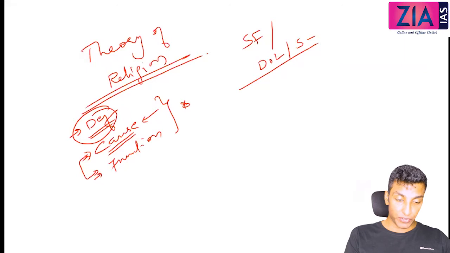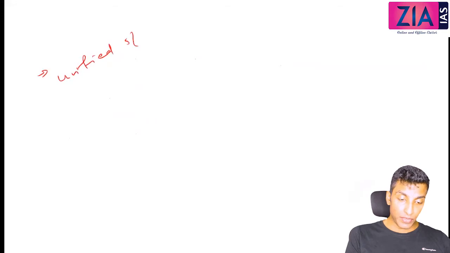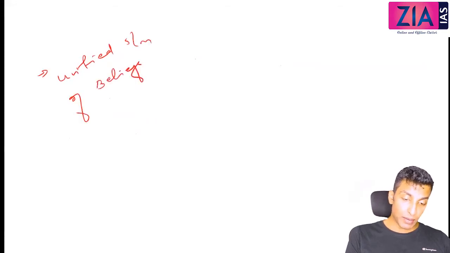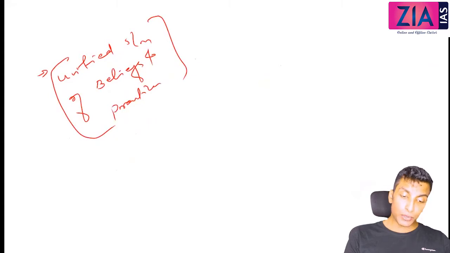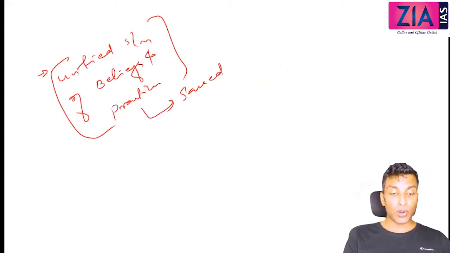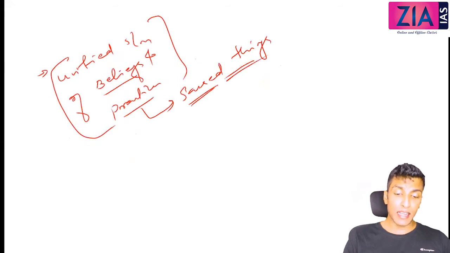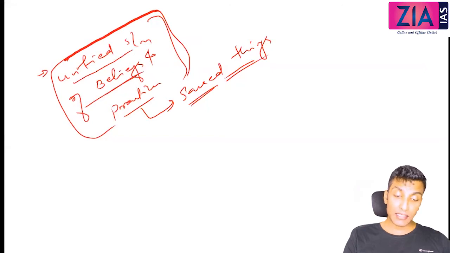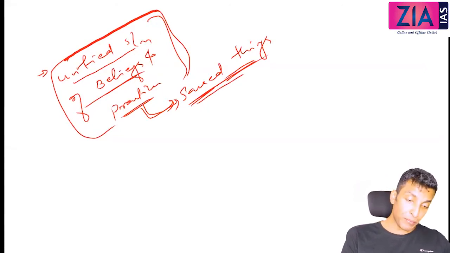This is how Durkheim defined religion: religion is basically a unified system of beliefs and practices related to sacred things. Then he says what is sacred. Sacred means those things which are set apart and which people consider forbidden. So the definition is: religion is a unified system of beliefs and practices related to sacred things, that is to say, things set apart and forbidden. That's what I mean by sacred things.